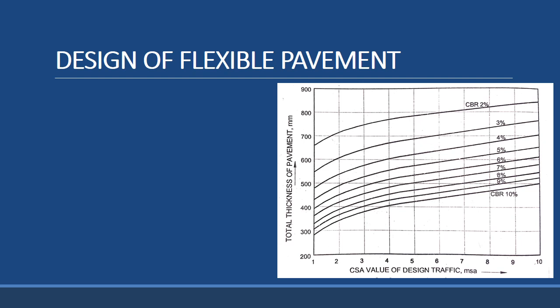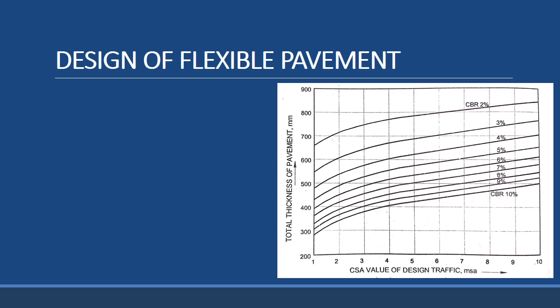So this is a CBR chart in which your MSA values, or the cumulative standard axle values for design traffic, are given from 1 to 10. The CSA value is given on the x-axis, the total thickness is given on the y-axis, and the curves are there for different CBR values.